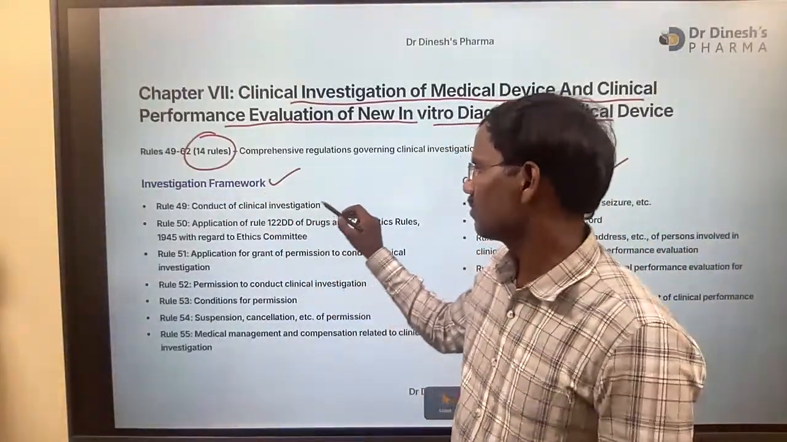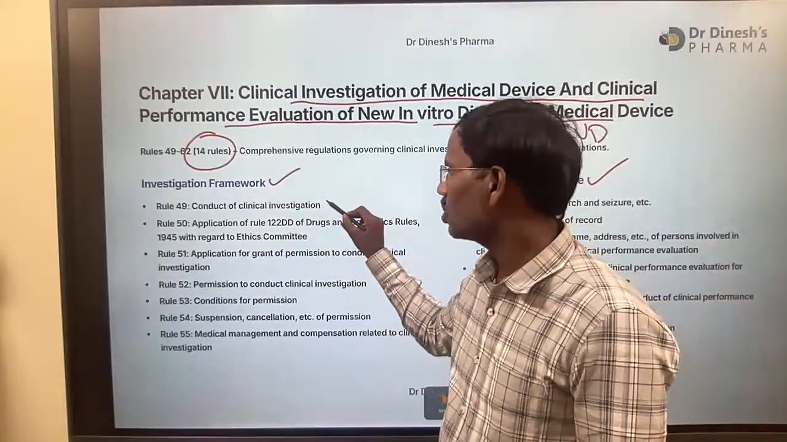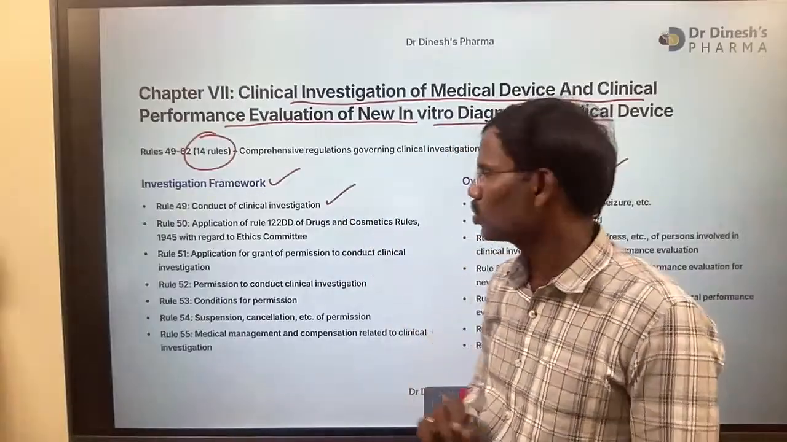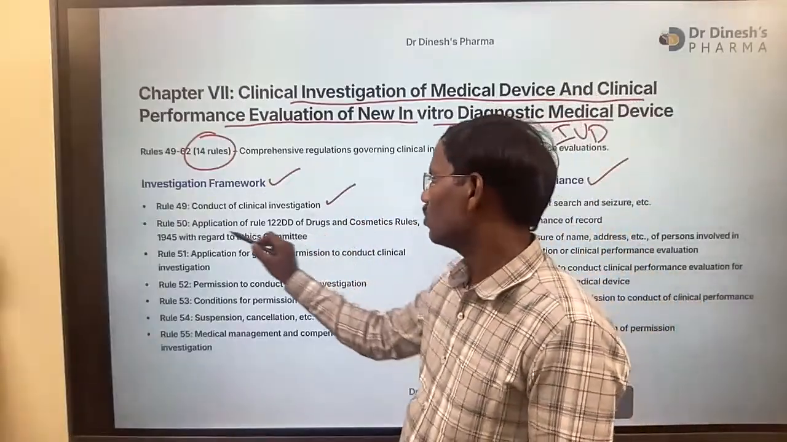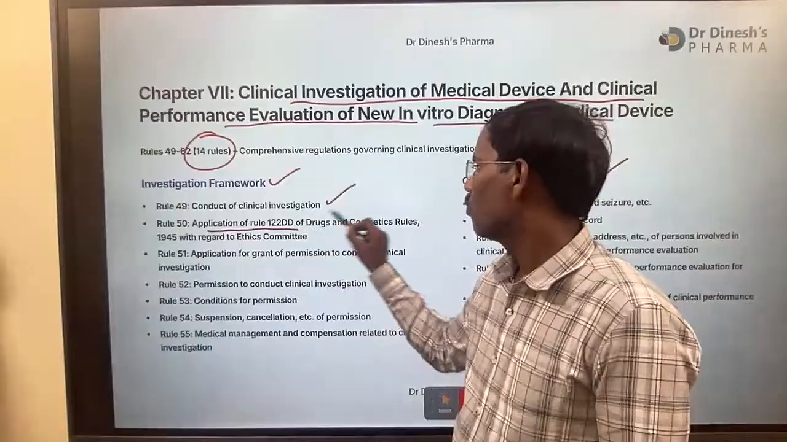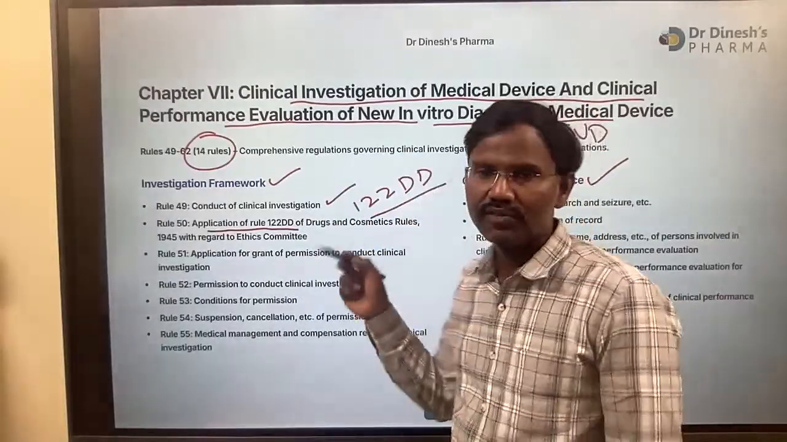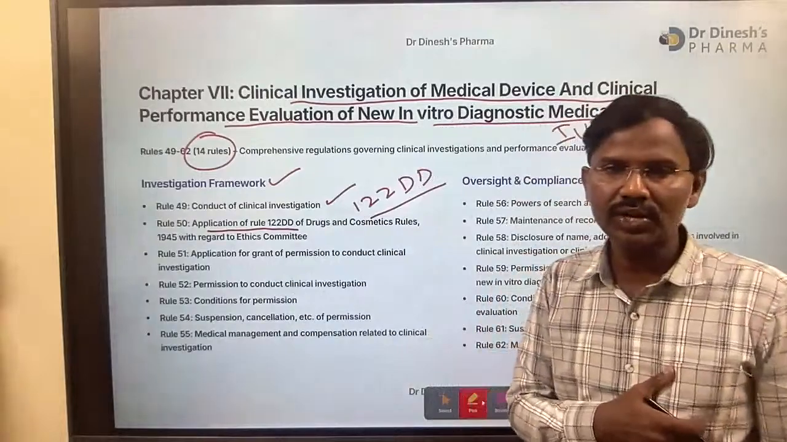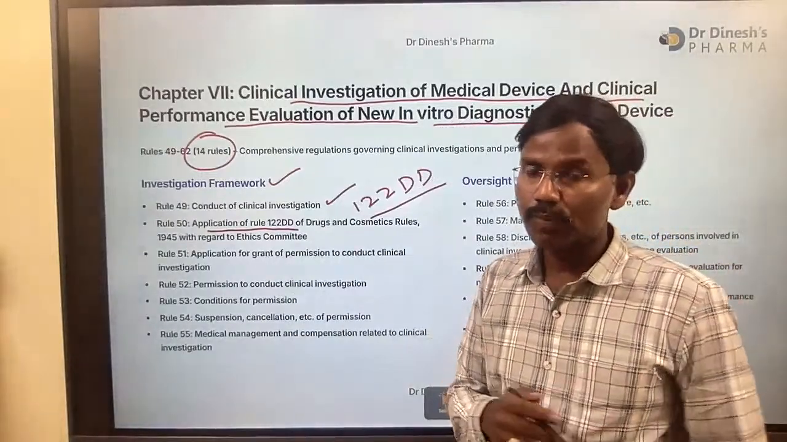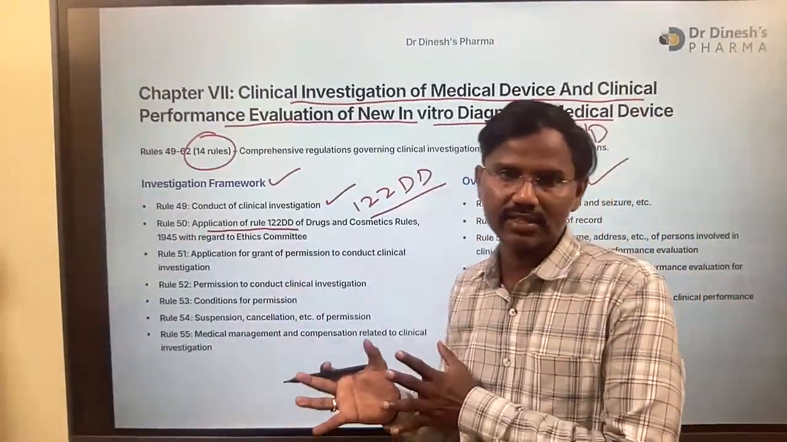So the investigational framework. Rule 49 talks about conduct of clinical investigation, how to conduct it, and 50 talks about application of rule 122DD. So what is 122DD? We discussed it in the previous videos. Okay. So part 6 of the D&C Act.